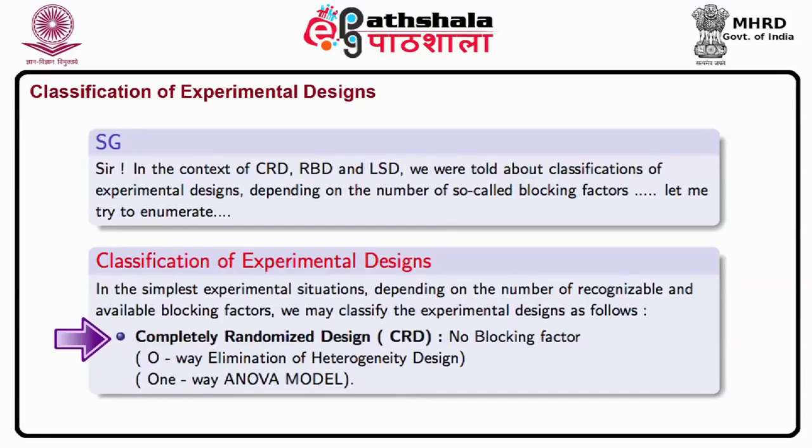and one-way ANOVA. Yes, sir. The idea is that all the experimental material to start with are homogeneous. There is no blocking factor, so there is no external variation. Okay, sir. The moment we put treatment, then they become segregated in different parts. That's why it is zero-way elimination of heterogeneity, because there is no blocking factor here. Okay. And it leads to one-way ANOVA model.